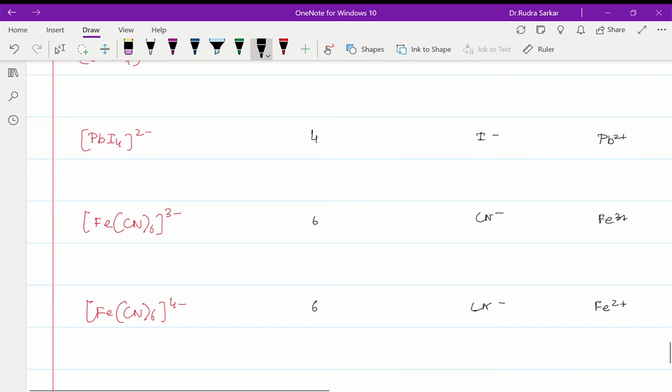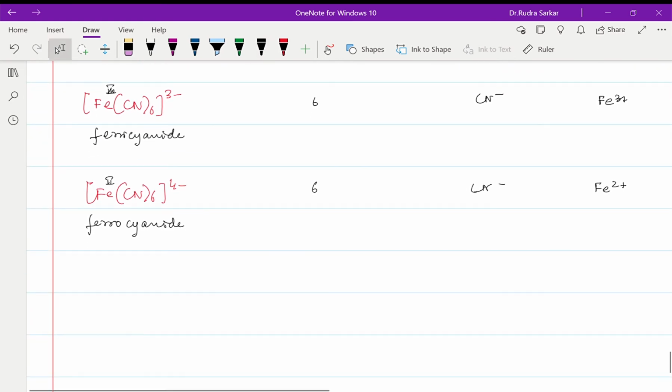Okay, you will later on know this is called ferricyanide because here the oxidation state on iron is 3 and here it is 2. That's why it is called ferrocyanide. Okay. Do you follow? Ferri means iron 3, ferro means iron 2. Okay. So now some definitions basically. What is coordination number?